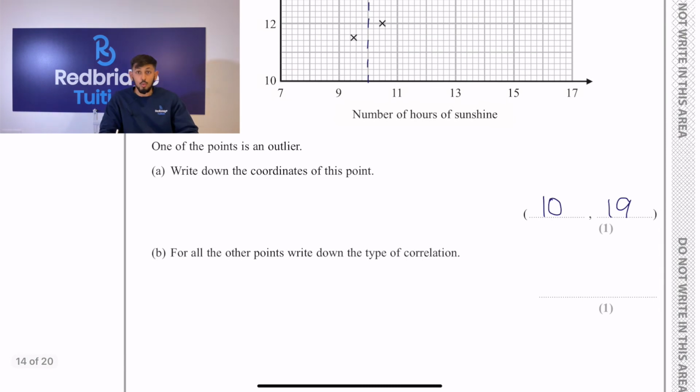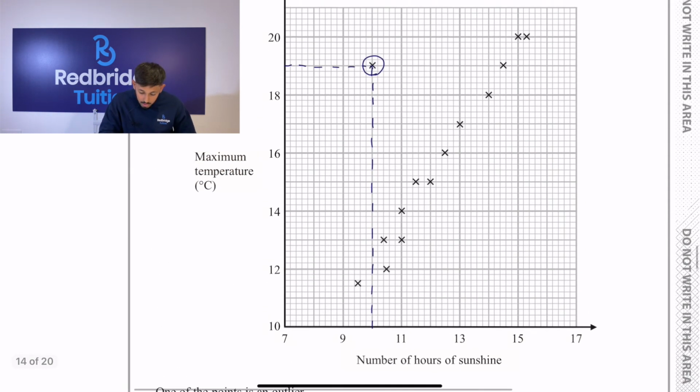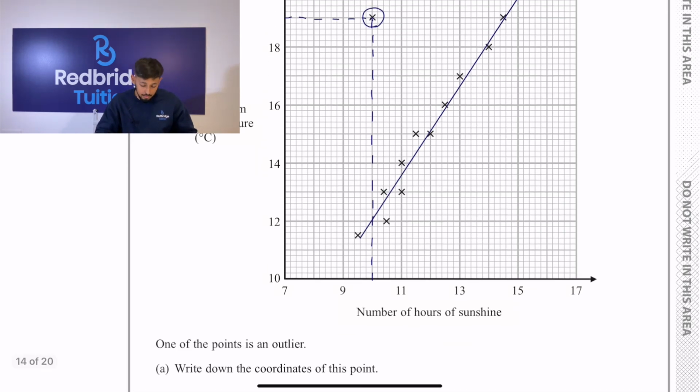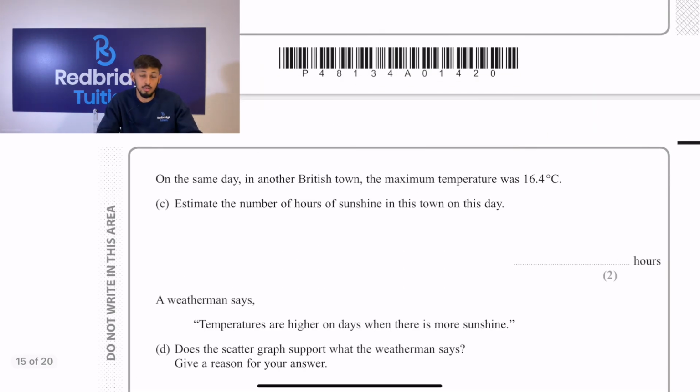Part B. For all the other points, write down the type of correlation. So for this type of correlation, I'll just draw a line to join as many of the points as I can, and it would be a positive correlation. Moving on to part C. On the same day, in another British town, the maximum temperature was 16.4 degrees Celsius. Estimate the number of hours of sunshine in this town on this day.